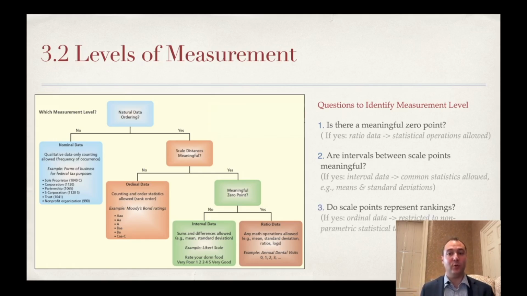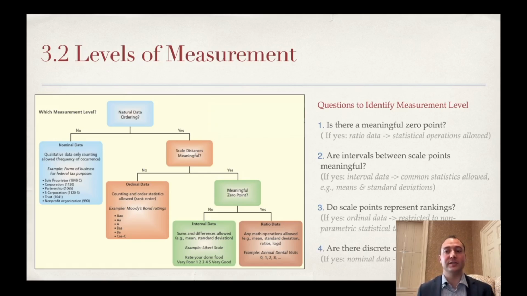Do scale points represent rankings? Is a 1 lower than a 2? Is a 3 lower than a 4? If yes, we have ordinal data. It's restricted to non-parametric statistical tests. We can do statistical tests on it, but we're limited in which tests we can do.